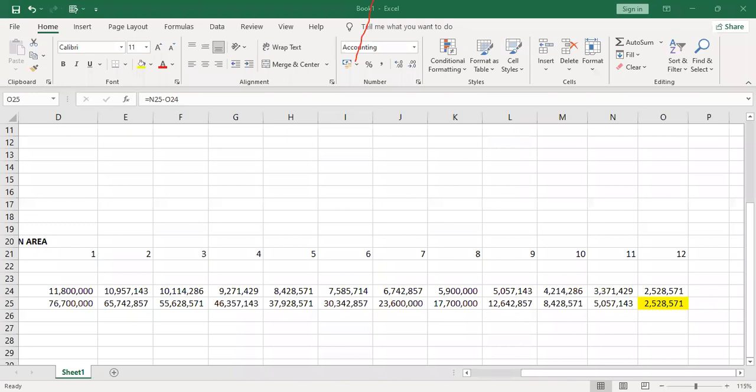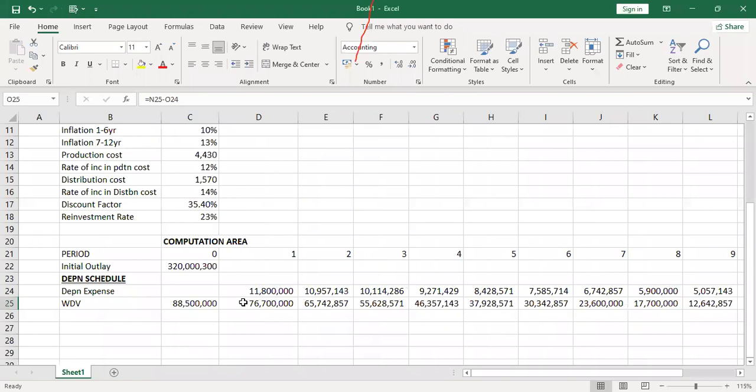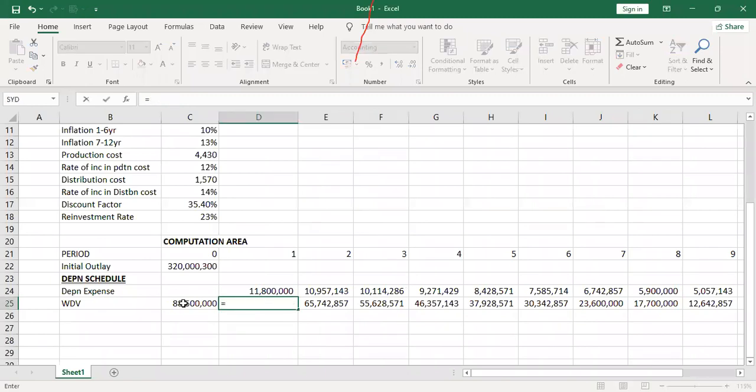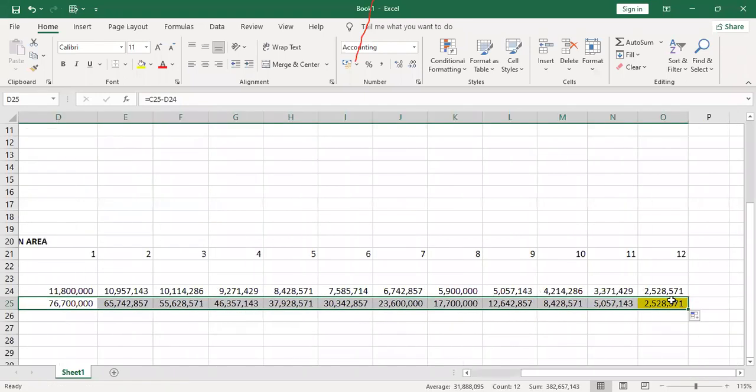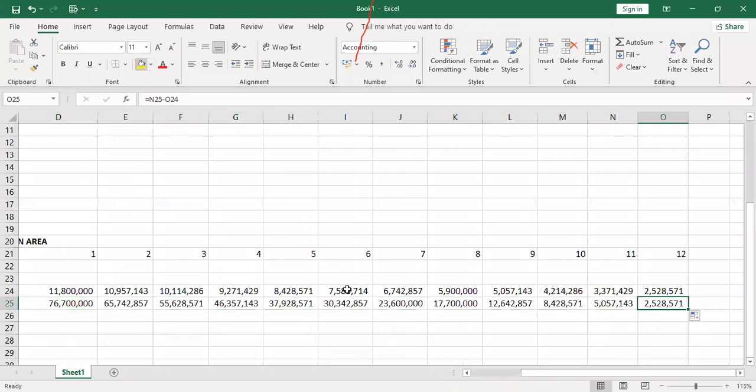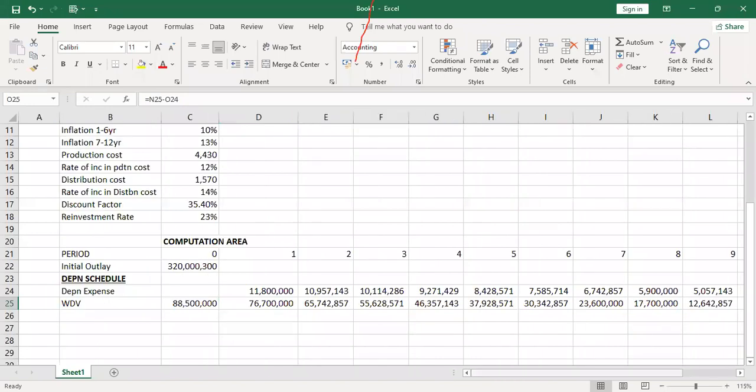When you get the written down value in year one, I've said written down value in year one equal to written down value in year zero minus the depreciation expense, and then you press enter. Now click on the written down value in year one, press the cursor on the autofill icon, and then you drag. These other written down values will appear automatically.